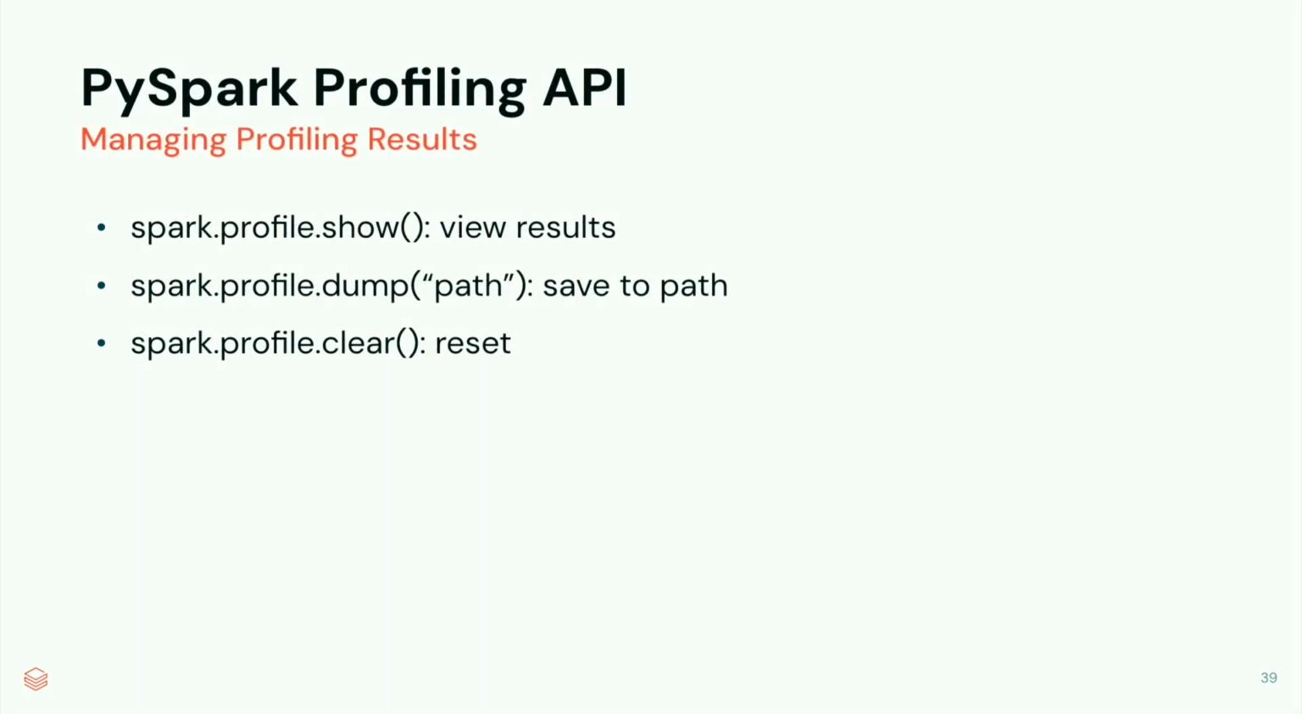So here's the API. Very simple, we have three APIs. For show, spark.profile.show, you can view the profiling results. To save the results, you use dump. And to reset everything and start fresh, we can call spark.profile.clear.